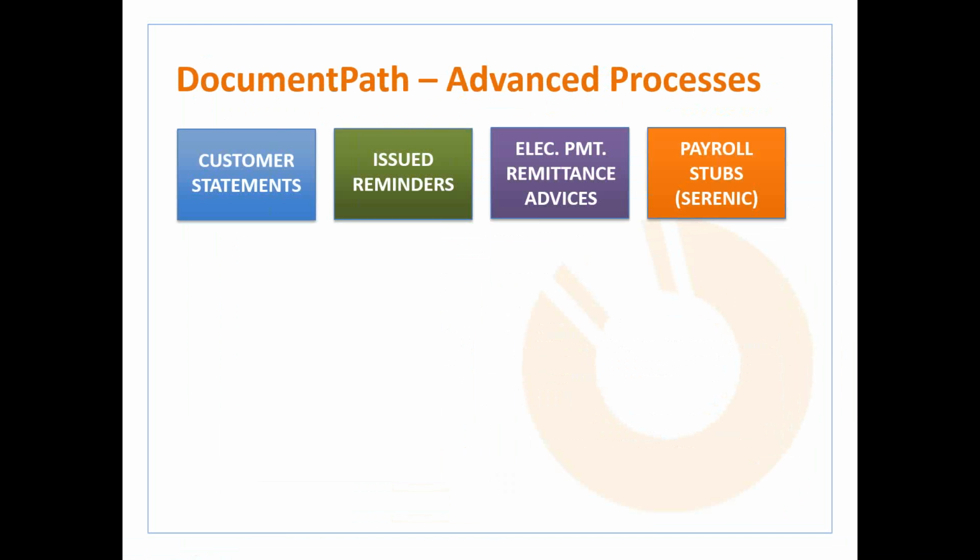The product also supports some advanced processes that are just difficult out of the box with NAV if you want to move to electronic delivery. So if you look at customer statements, issued reminders, electronic payment remittance advices to vendors, or for anyone on payroll, sending out payroll stubs, when NAV produces these documents, they come out as one large single print job. So if you generate statements for 200 of your customers, you're going to get a 200 or more page PDF file that's just not suited to sending out to each of them because it has everybody else's information in it.